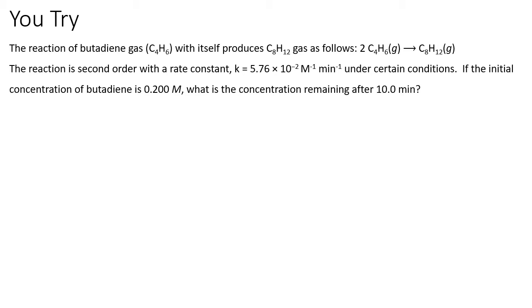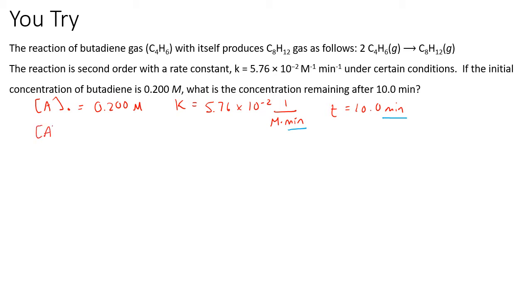In this case, we know that our A sub 0, our original concentration, is 0.200 molar. Our rate law constant K is equal to 5.76 times 10 to the negative 2, 1 over molarity times minutes. Our time in this case is equal to 10 minutes. So our units match between our rate law constant K and the time we were given. We don't have to convert anything there. What we're trying to figure out then is our concentration after that time has passed, or A sub T.